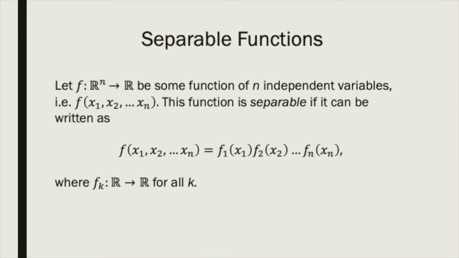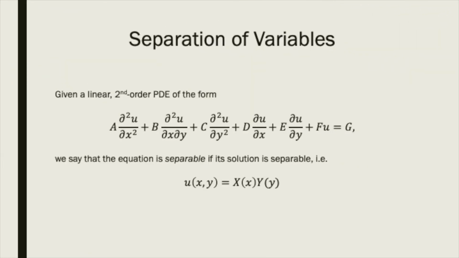One of these involves the concept of a separable function. For a function of 2 or more independent variables, we say that the function is separable if we can write it as a product of functions, each of a single one of the independent variables. Given a second-order linear PDE, we say that the equation is separable if its solution is separable, namely, if it can be written as a product of a function big X of x with the function big Y of y.